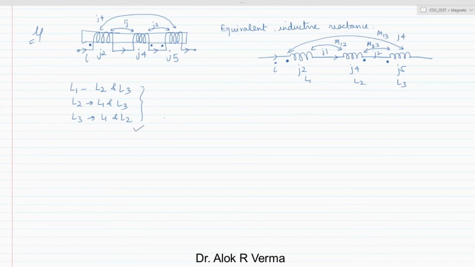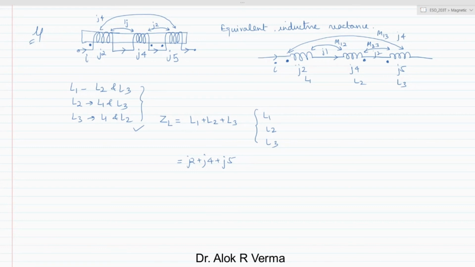So when we write ZL, which is the total inductive reactance, it will be L1 plus L2 plus L3, then the mutual terms will come: mutual for L1, mutual for L2, and mutual for L3. We will see the direction of current which is entering a dotted position, so the sign we'll see later. Now what will happen? L1 here is J2, plus L2 which is J4, plus L3 J5.